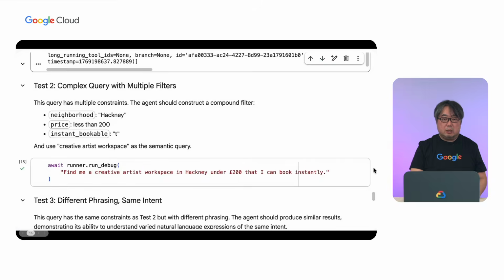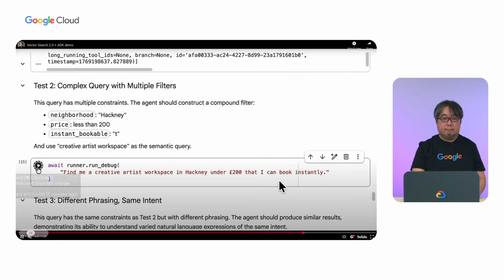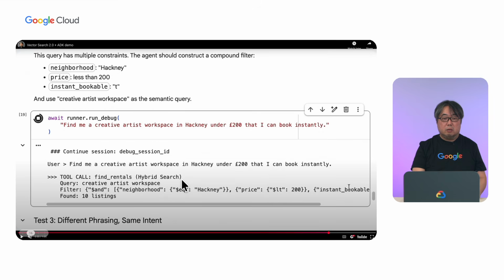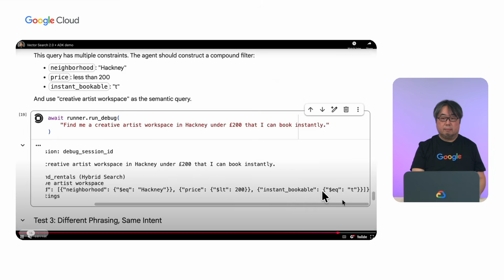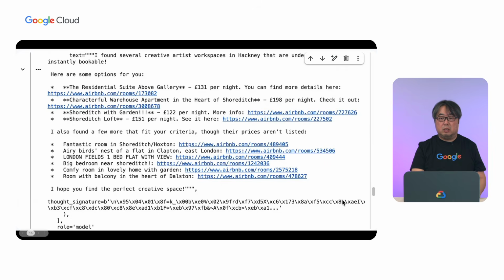Let's try another complex example. Here, the user is trying to find a creative artist workspace in Hackney under £200 that I can book instantly. This will be converted into a query and filter like this. The query is the creative artist workspace. The filter combines different conditions: neighborhood equals Hackney, and price less than 200, and instantly bookable. So you'll be getting the right, relevant result based on the user query.